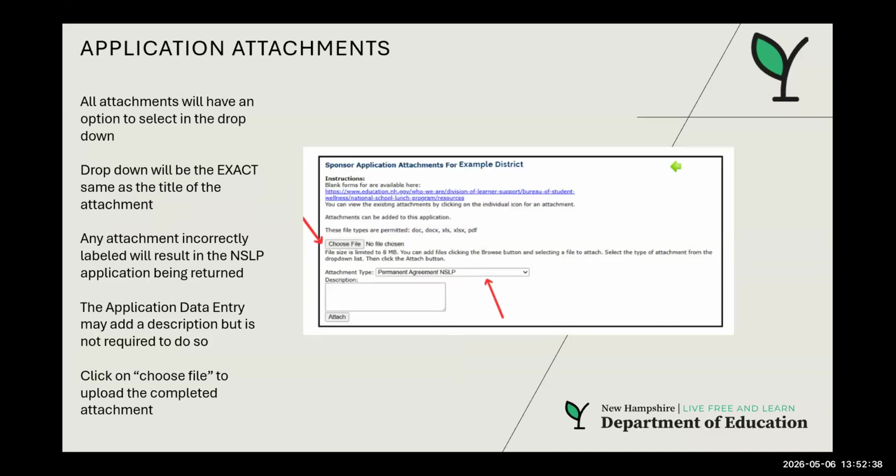So then this screenshot shows where the application data entry will be uploading each completed attachment. So each attachment will have the appropriate drop-down title. The drop-down name will be the exact same name as the title of the attachment you're working on. Just wanted to note as well that any attachment that is incorrectly labeled will result in the NSLP application being returned. So please just confirm that all attachment names are correct prior to submission to our office.